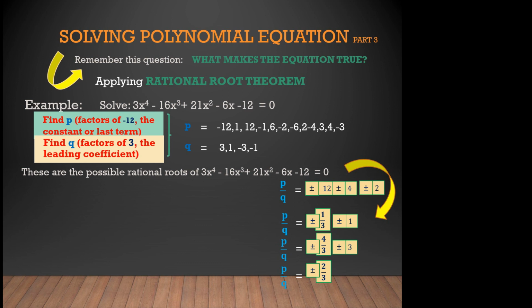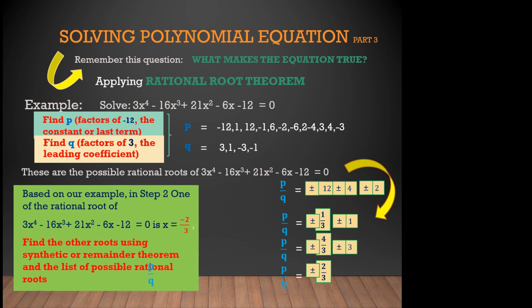We can also substitute these for the value of x if we use the remainder theorem. Now, based on our example, one of the rational roots of 3x raised to 4 minus 16x cubed plus 21x squared minus 6x minus 12 equals 0 is x equals negative 2/3 because the remainder is 0 when we do synthetic division and use p over q equals negative 2/3. Your assignment is to find the other roots using synthetic division or the remainder theorem, using the list of possible rational roots p over q in simplest form.